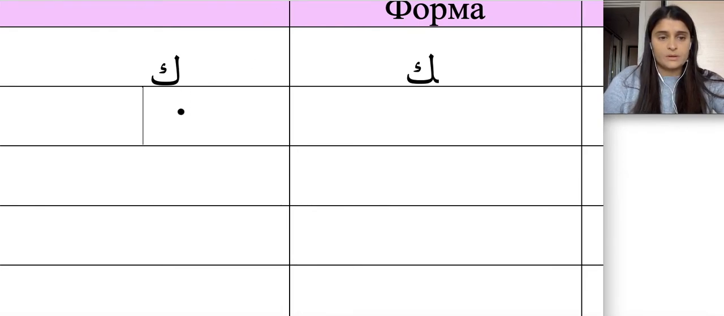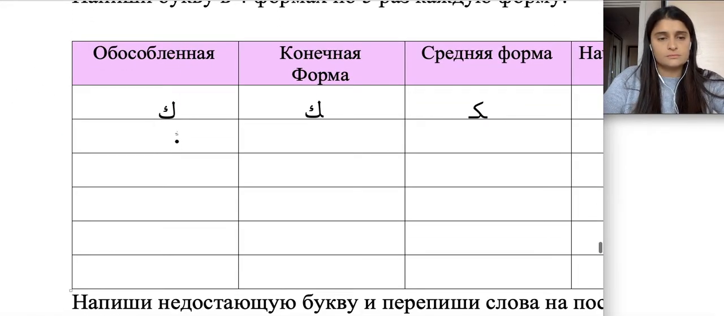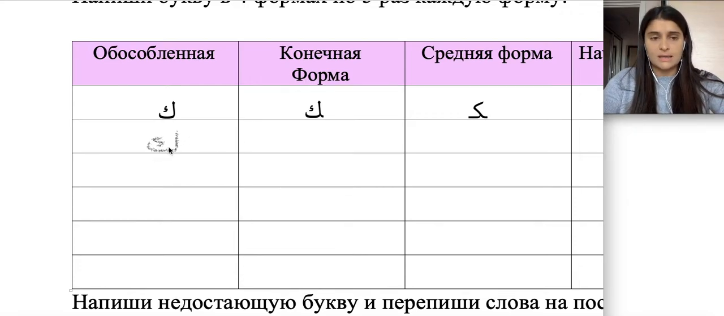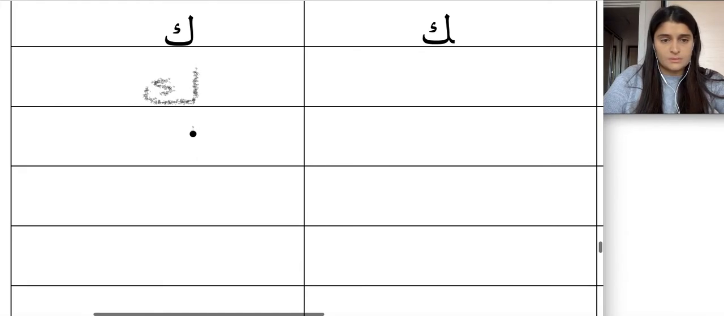Okay, this is letter K, Kaf. We write it like this. Let me write it again. 1, 2, and we have a small mark like this.